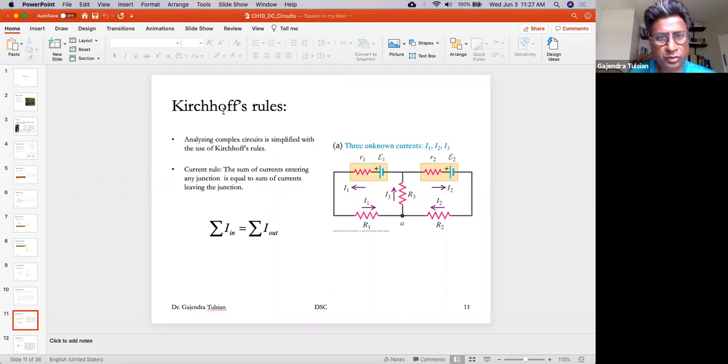And Kirchhoff's rules will help you solve circuit problems like this. So for instance, in this problem, there are 3 unknown currents, I1, I2, and I3. I1 is the current through this arm, I2 is the current through this arm, and I3 is the current through this arm. And we want to be able to solve for these unknowns.